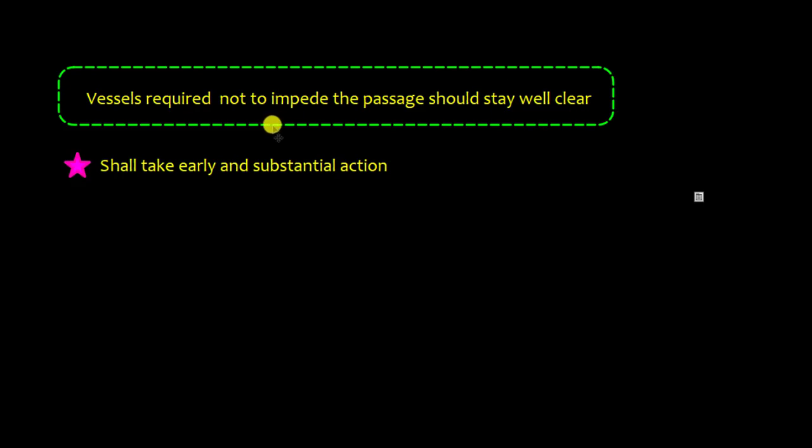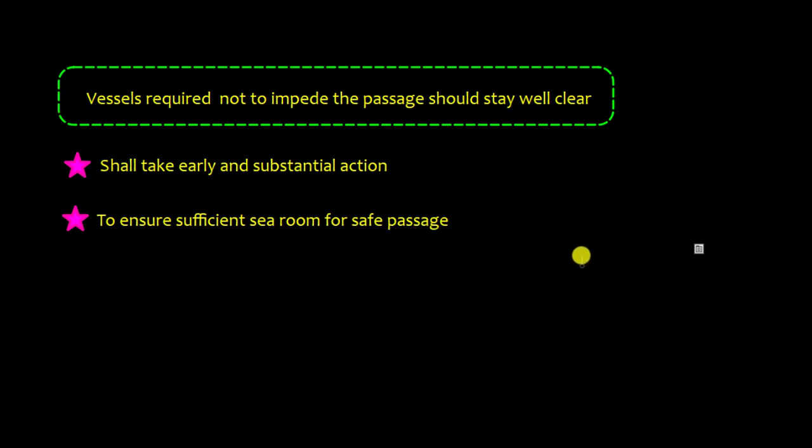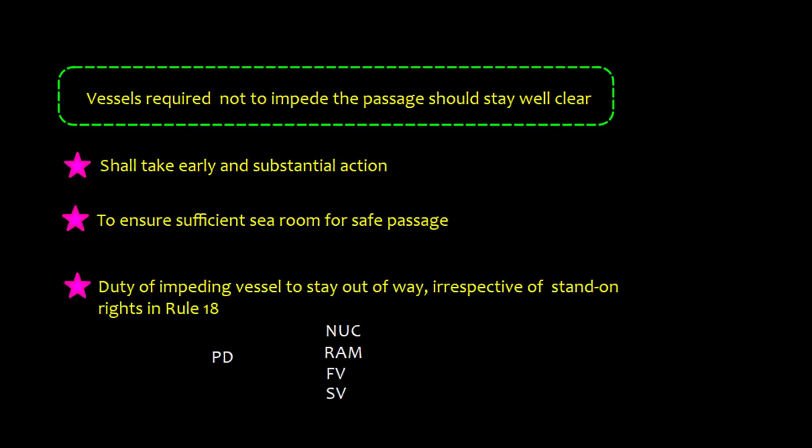Basically, a vessel which is required not to impede the passage should take early and substantial action, and it should ensure that there is sufficient sea room for the safe passage of another vessel which can safely navigate only within a narrow channel or fairway. Well, this is the duty of the impeding vessel to stay out of the way, irrespective of stand-on rights which are given in Rule 18 responsibility.